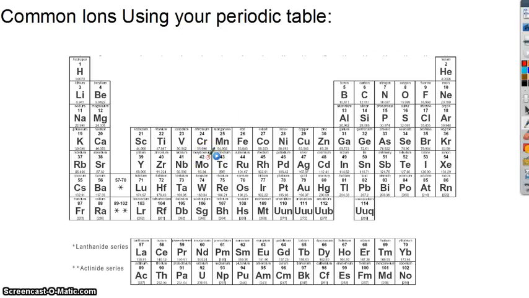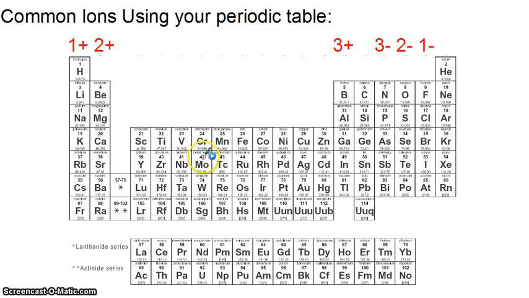If we look at what charges are more likely to form, we can follow the periodic table here. Because the first column just has 1 electron, it's likely to lose it and form 1 plus. The second column with 2 electrons is likely to lose those 2 and become 2 plus. The boron column is likely to lose 3 electrons to become 3 plus. Nitrogen's column is likely to gain 3 to become 3 minus. Oxygen's column or group or family is likely to gain 2 to become 2 minus. And fluorine's column is likely to gain 1 to become 1 minus.